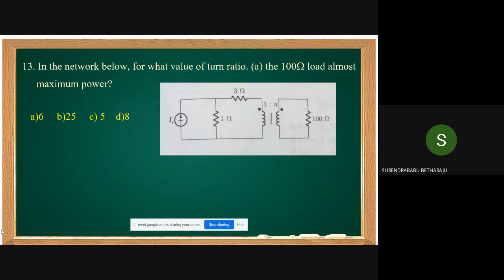In the network below, for what value of turns ratio does the 100 ohm load receive maximum power? That is for maximum power transfer. What is the value of turns ratio that you want to find?